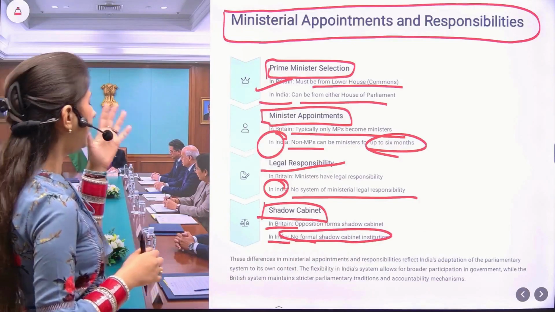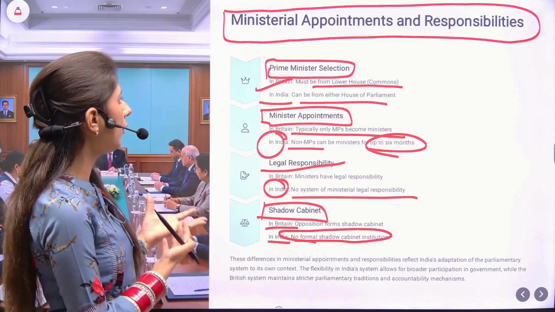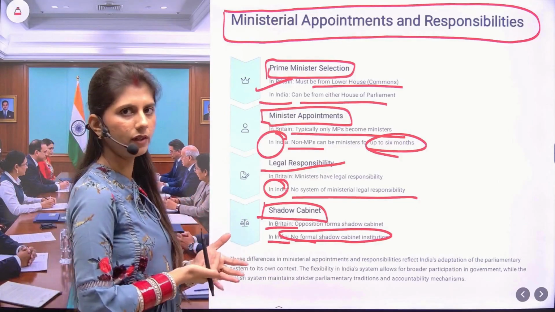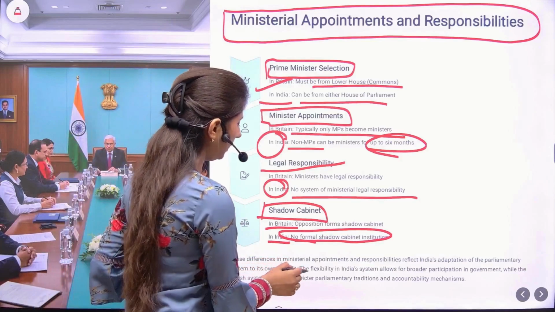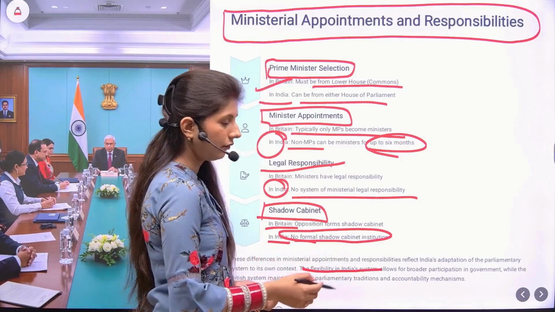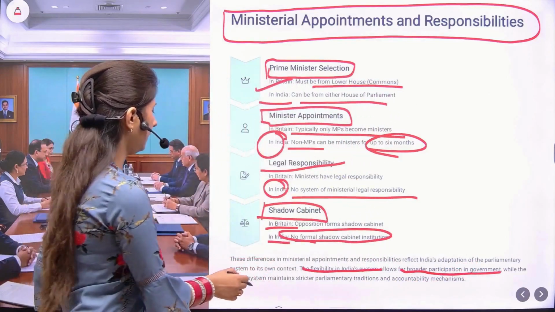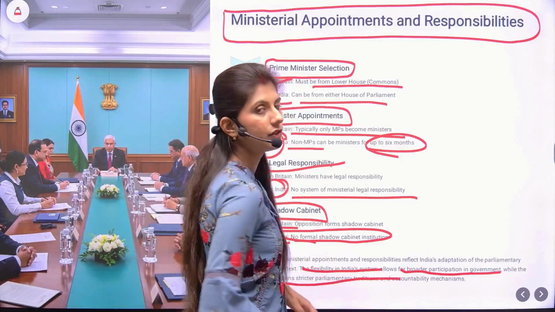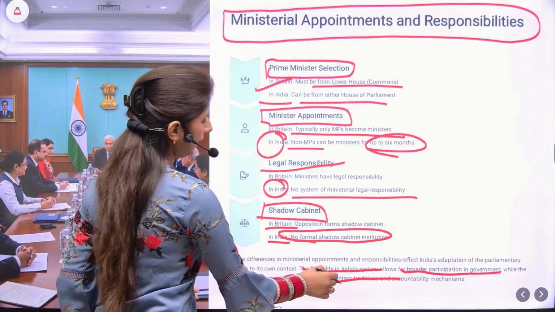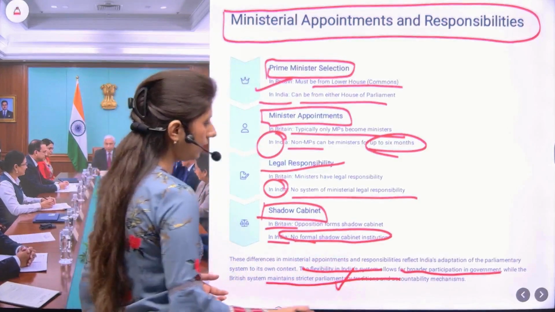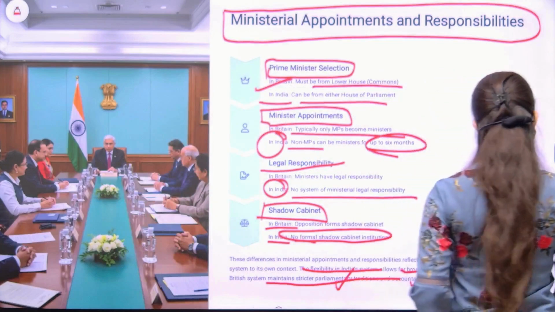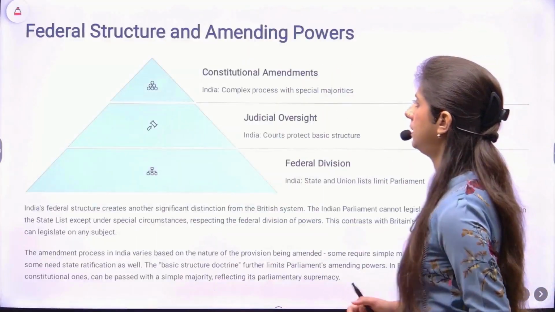So, these differences show how India has adapted to its own context, its own needs. In India, there is a flexibility which allows for broader participation in government, but in Britain, the system is a bit stricter as they follow parliamentary traditions which are strict and other accountability mechanisms like the legal responsibility.